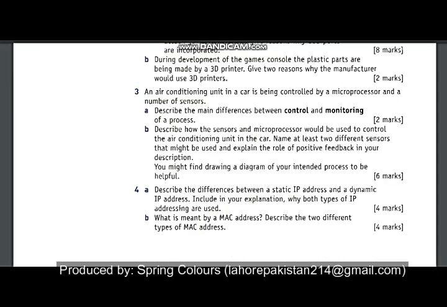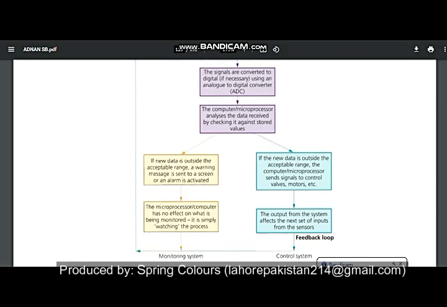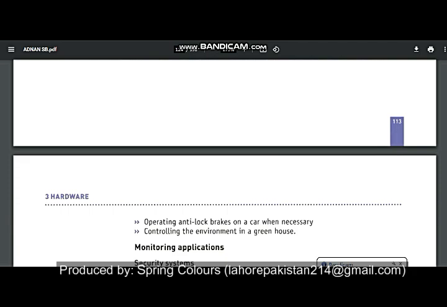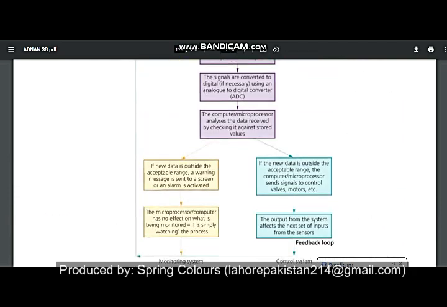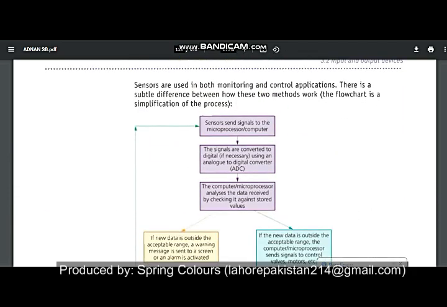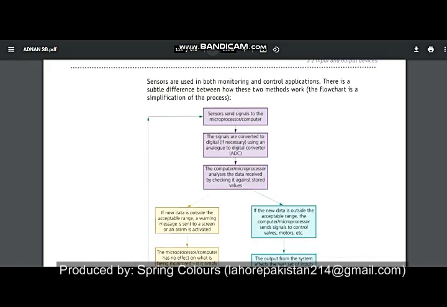In question number 3, you have been asked to tell that an air conditioner unit in a car is being controlled by a microprocessor and a number of sensors. Describe the main differences between control and monitoring processing. The answer is given on page number 113 of your book. This is the flowchart which tells the similarities as well as the differences between control and monitoring processes.